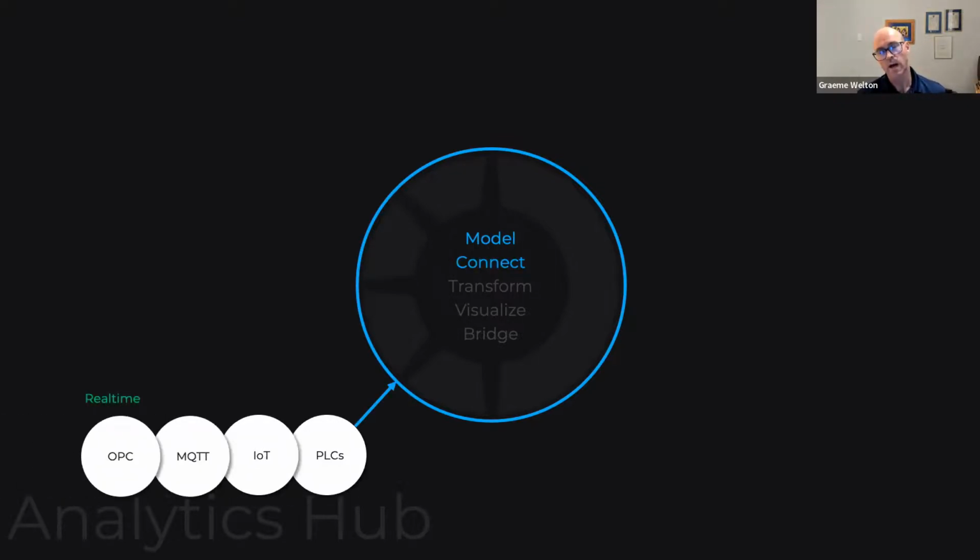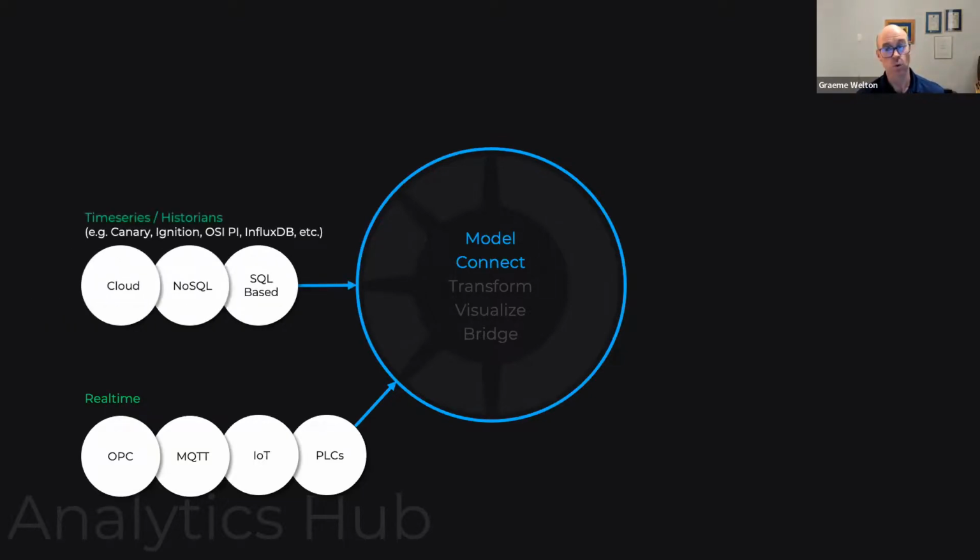First of all, we have a class of data sources which falls under real time. And for those that are not new to Flow, you'll know that this is something new to Flow. The next class of data sources is your time series databases, your purpose-built historians. So examples would include Canary, Ignition, OSIsoft PI, InfluxDB, et cetera, et cetera. You would probably know many of these types of historians.